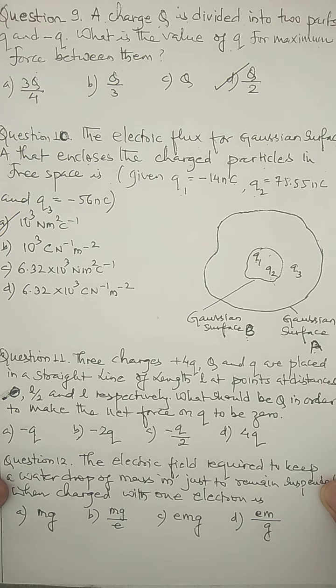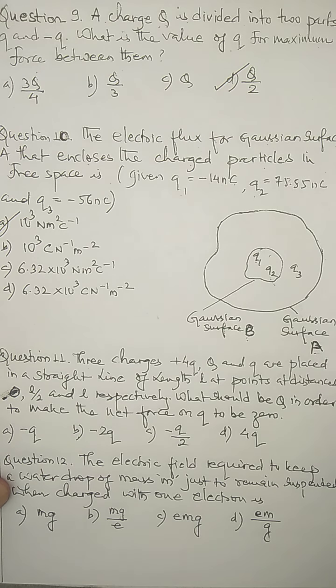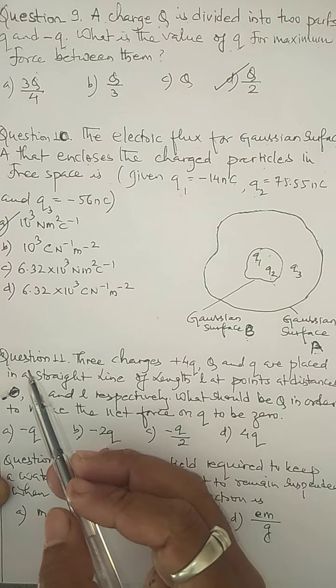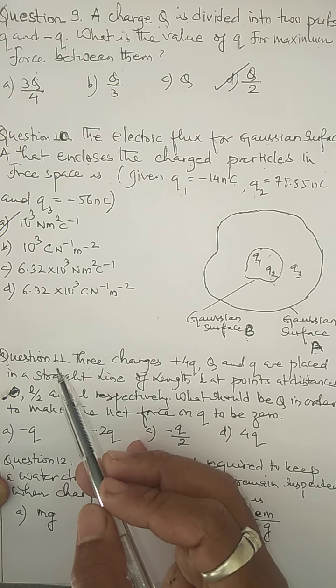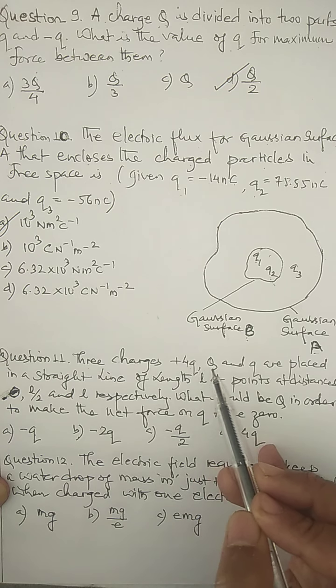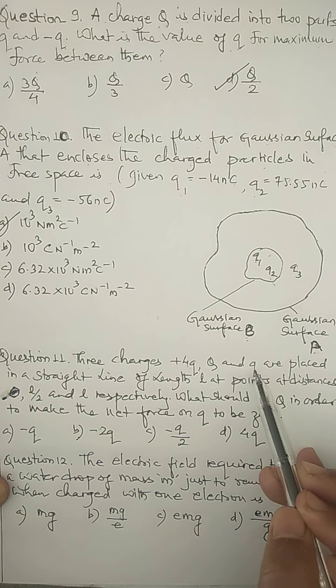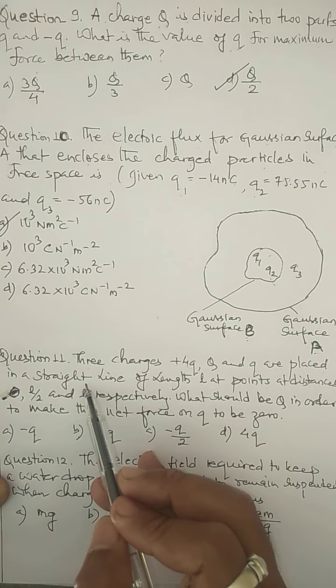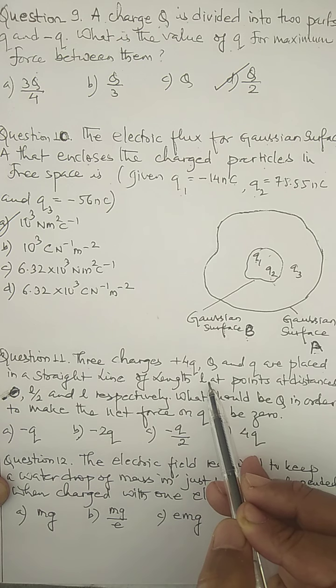Alright children, let's continue solving the numerical MCQ questions from this chapter, electric charges, electric field and Gauss theorem. Now we solve question number 11. Question number 11 says that three charges, plus 4q, capital Q and small q, are placed in a straight line of length L.